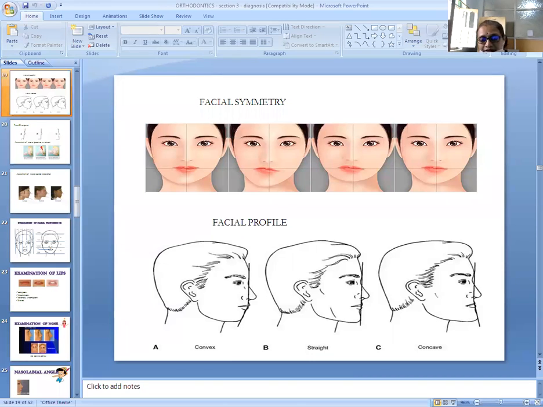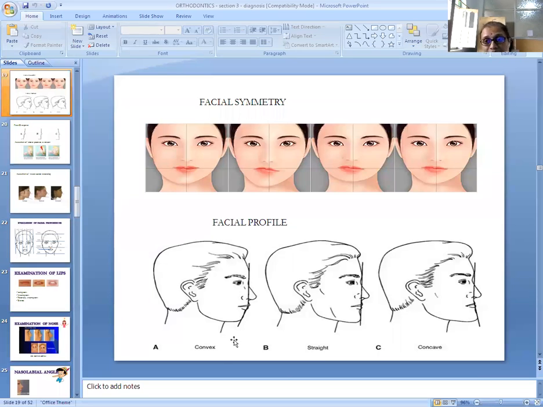Then there are three profiles, which are they? Convex, straight, and concave. Fine. So when you observe a convex profile, what is a profile? A line which passes from the forehead to the chin. The angulation of this line will determine the profile of the patient. Like in the first diagram, we can see the line is convex till subnasal. This is the subnasal point, that means below the nose. Then it goes backward from subnasal to the chin point. This is a convex profile.